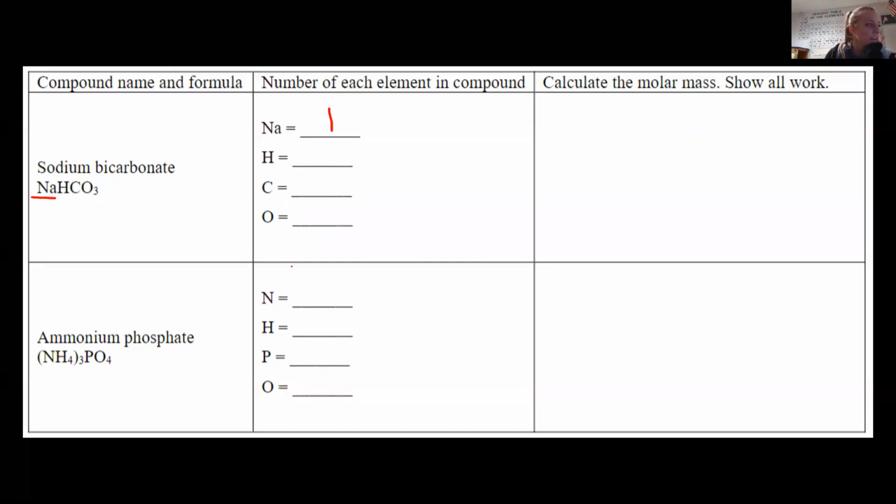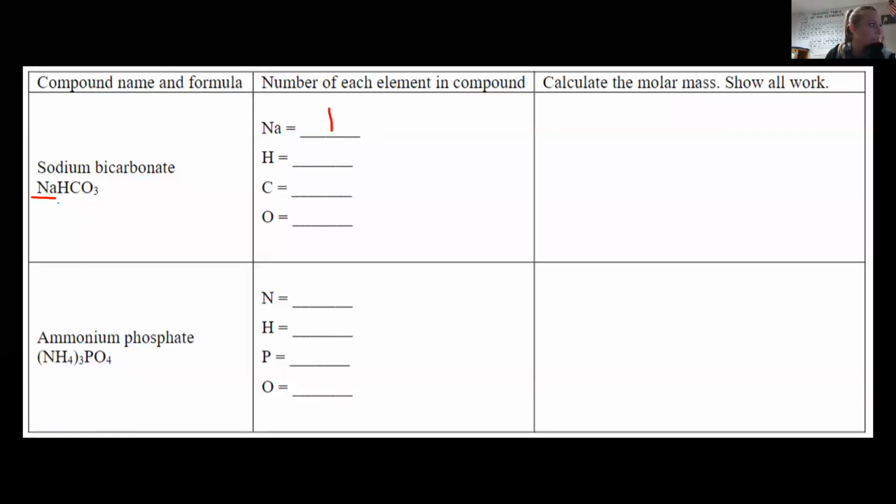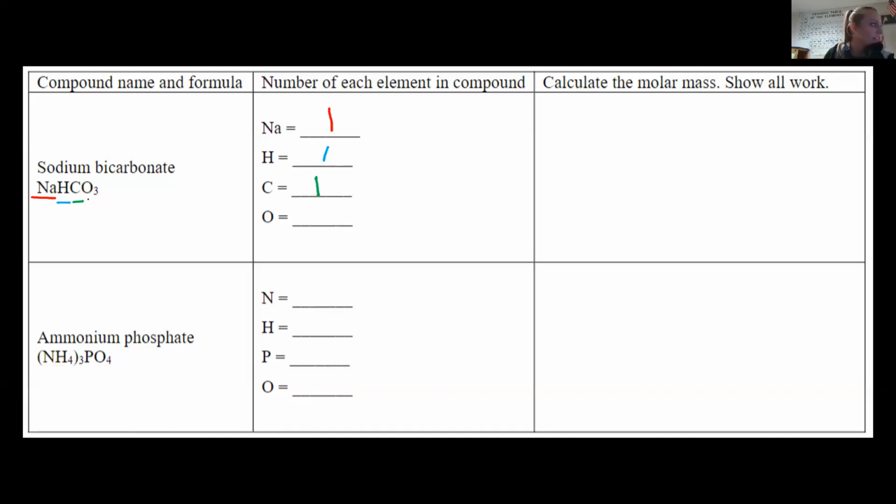Tim, hydrogen. How many atoms of hydrogen do we have? There's 1 atom of hydrogen. Yes, perfect. What about carbon? Go ahead and do it for me since you're right there. 1. Yep. So there's 1 hydrogen, 1 carbon. And last but not least, how many are in oxygen, Reet? 3. Yeah, there's 3. See here, it has that 3.